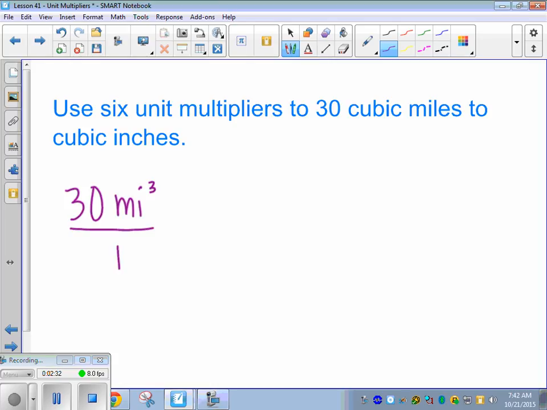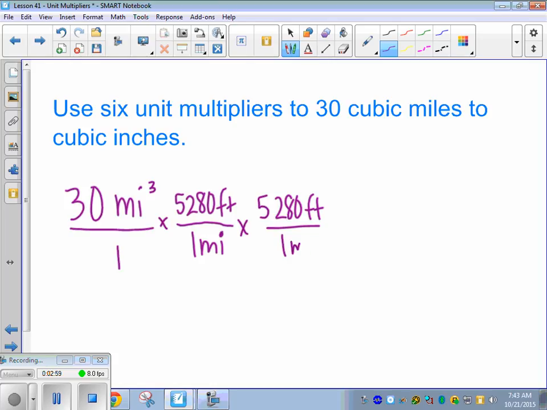Miles, we first have to go miles to what if we want to get to inches? Yeah, first miles to feet, and we need 3 of them. So how many feet are in a mile? Good, 5280. And that has to go on the top because the miles has to go on the bottom, so it will cancel. You need to use MI for miles. We have to do 3 of them because it's cubed: 5280 feet in 1 mile, and 5280 feet in 1 mile.